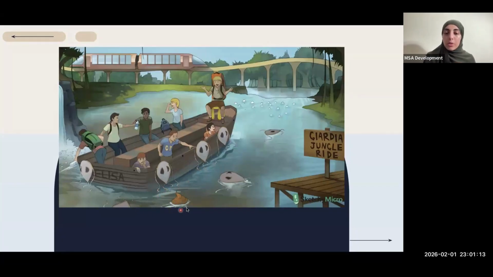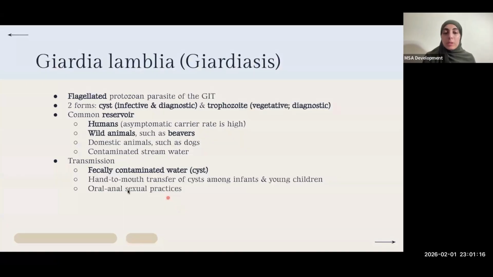Fecally contaminated water. It can also be transmitted through hand-to-mouth transfer of the cysts among infants and children because, again, kids don't wash their hands, so their hands are not clean. They put it in their mouth. Okay, and also some sexual practices.